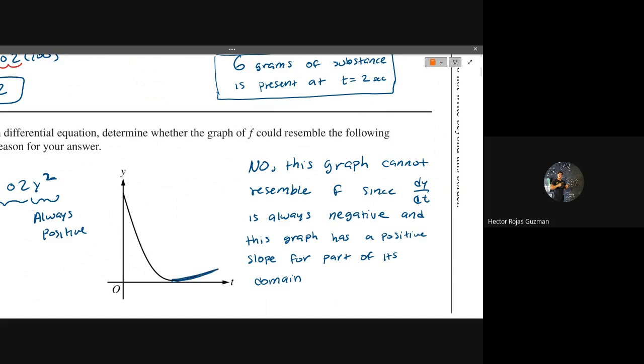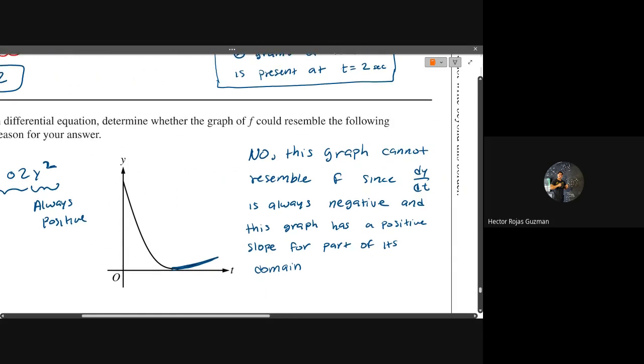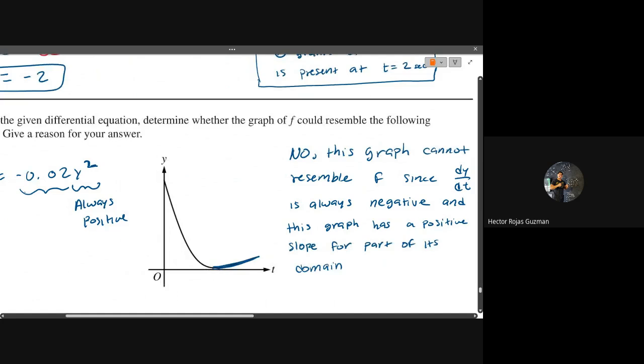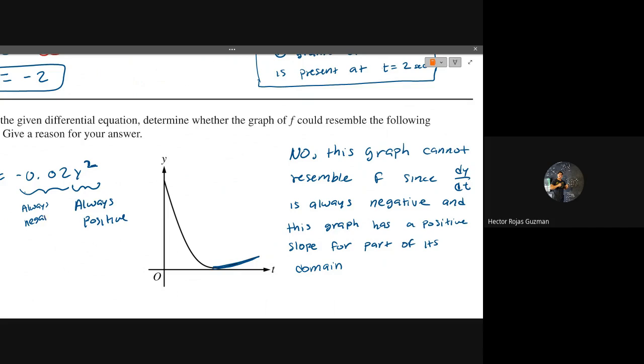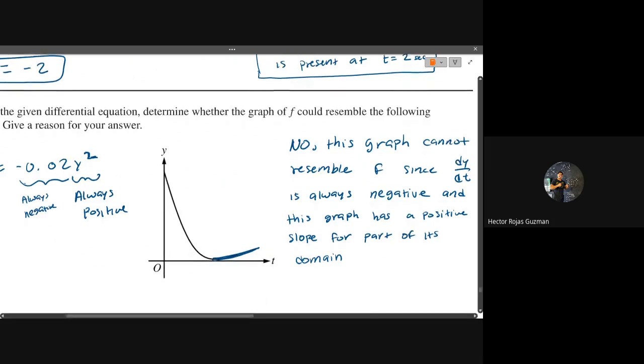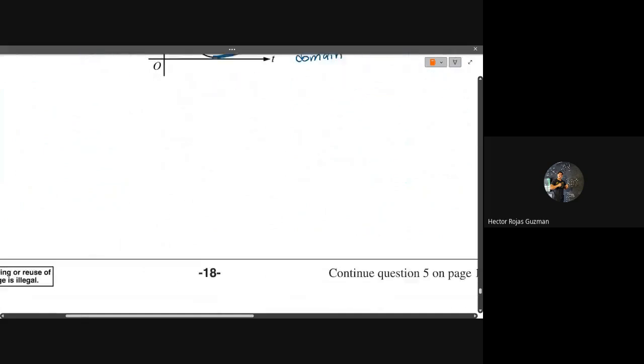Phrase it however you want. If you look at the rubric, it'll say something slightly different, but it's basically communicating the same idea. And I'll put over here, always negative. So negative times a positive is a negative. Okay.